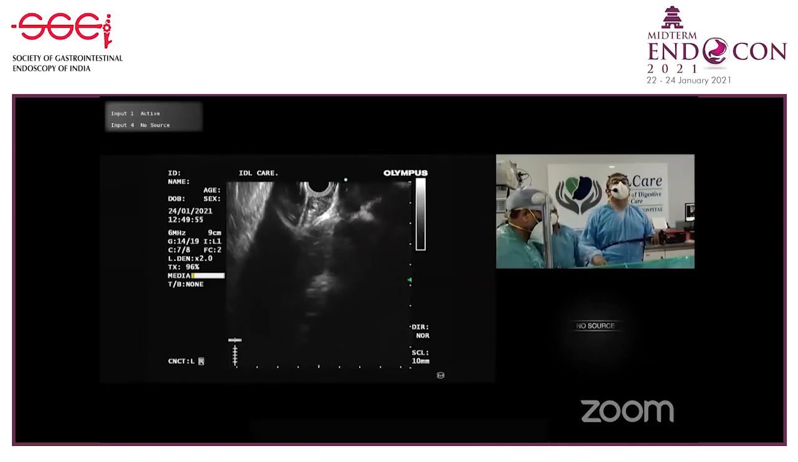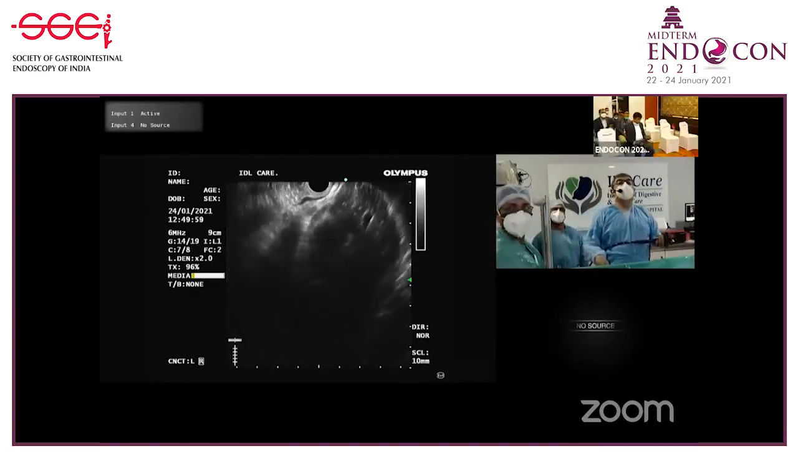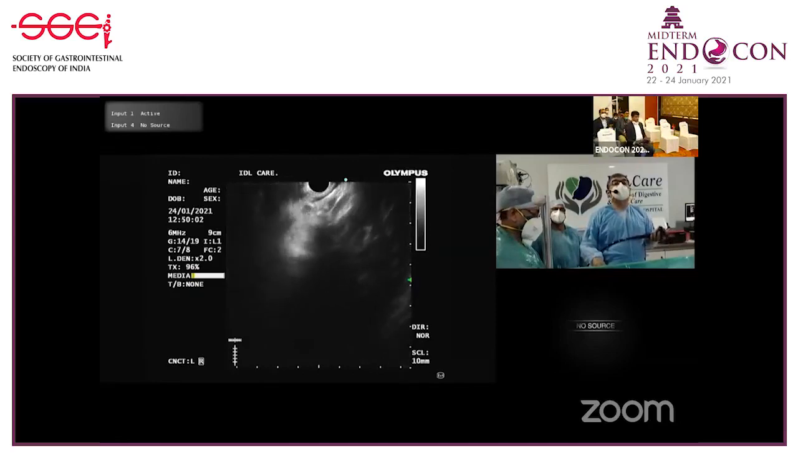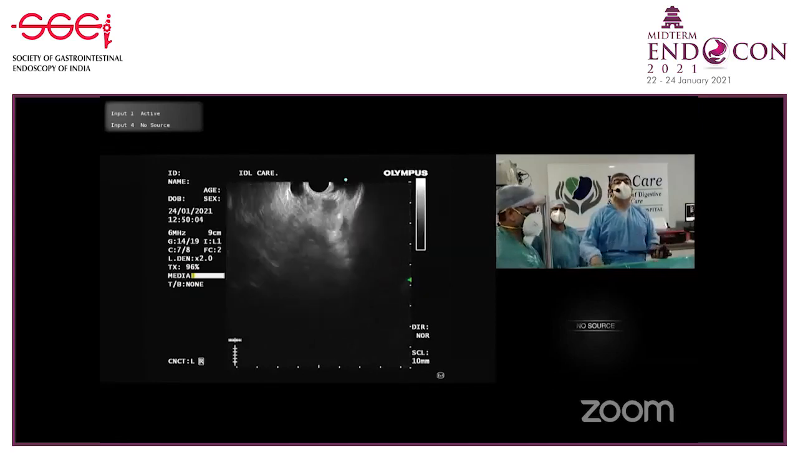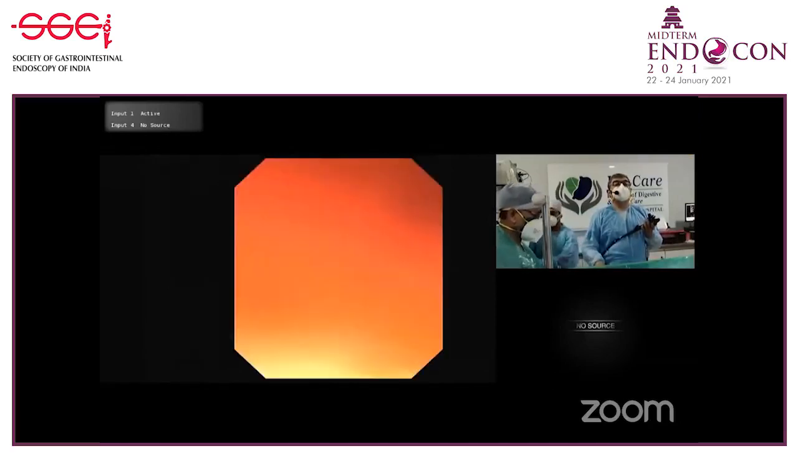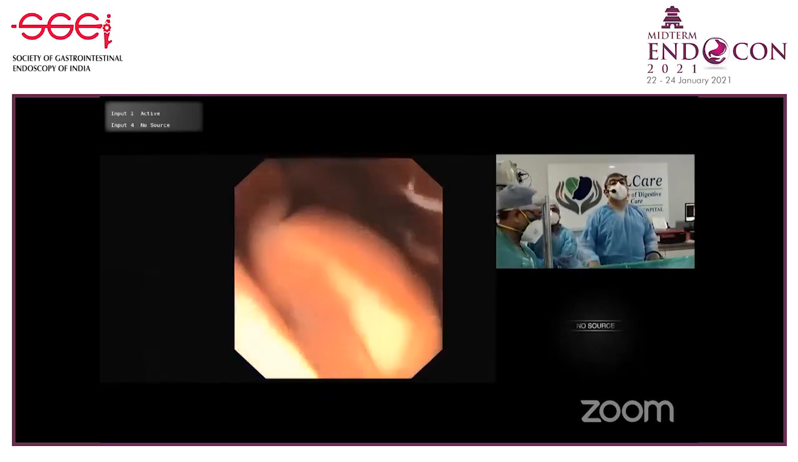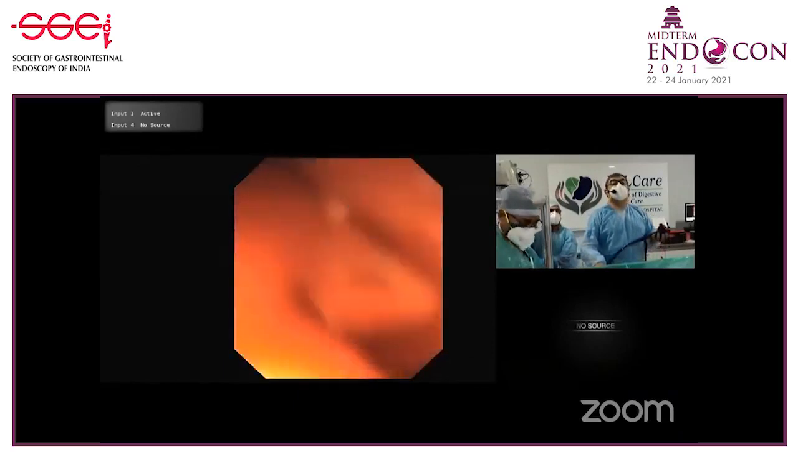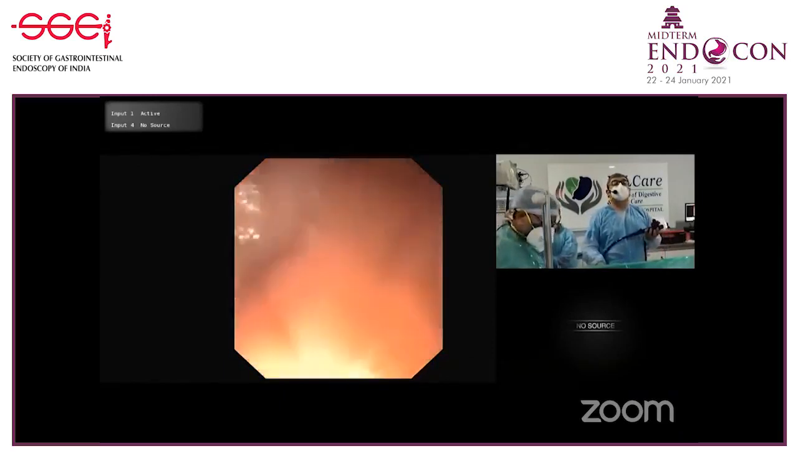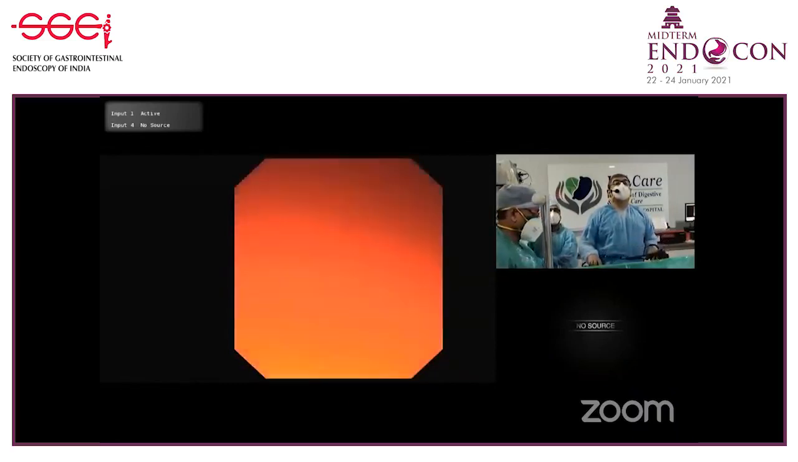When we go down, now you can see the liver is appearing. Follow this, go a little down, and you are in the stomach. Once you are at the GE junction, what you should do first is try to suck everything, because aspiration is not a good thing. We have had problems in the past. So we come back to the endoscopy view and suck whatever little is there in the fundus.